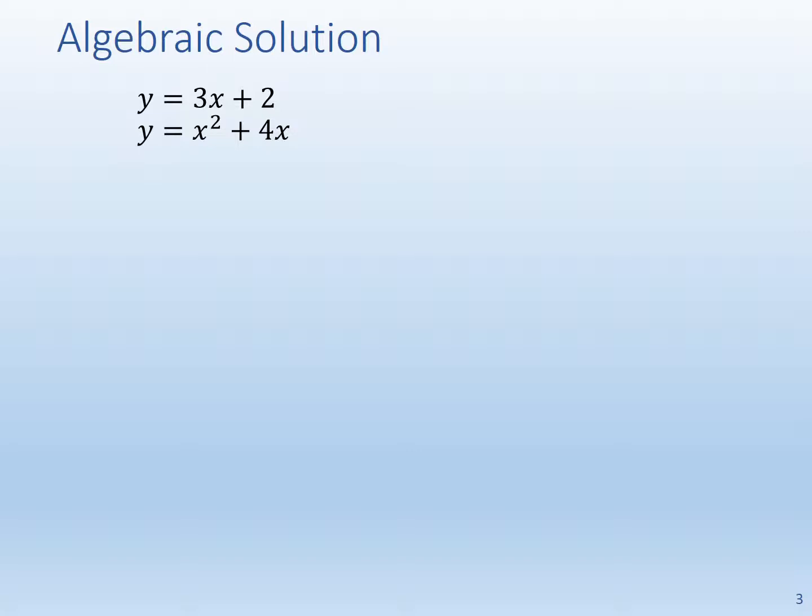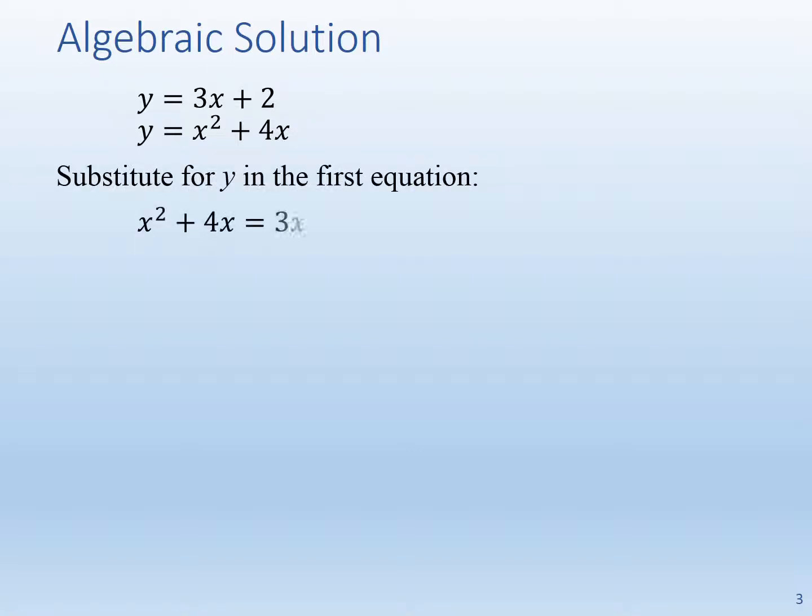We can solve these same equations algebraically using substitution. So we will get x squared plus 4x equals 3x plus 2, and then we can subtract 3x plus 2 from both sides to put all the x on one side. We can factorize that now to find our solutions.